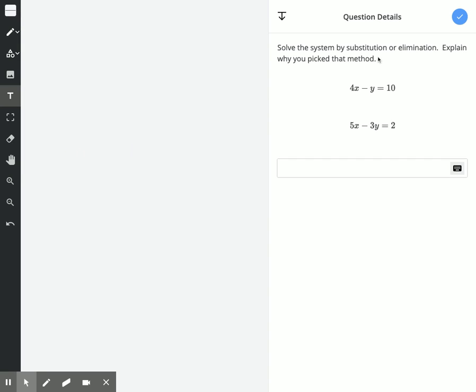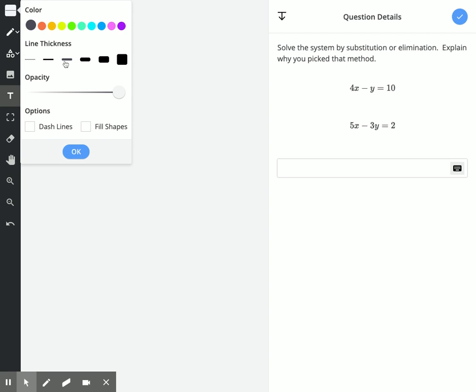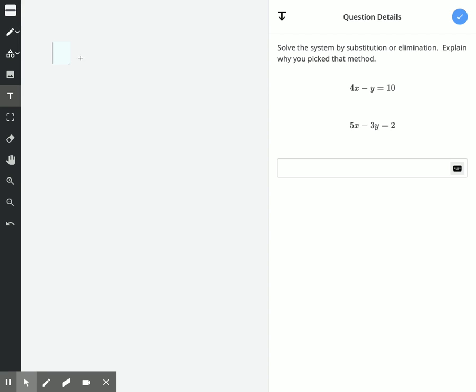Solve the system by substitution or elimination. So it's kind of up to you which method you want to choose. Now there are easier and harder methods, so let's go through them. If you see something that is just a single x or just a simple y, there's no number in front of it, then that's a good substitution.